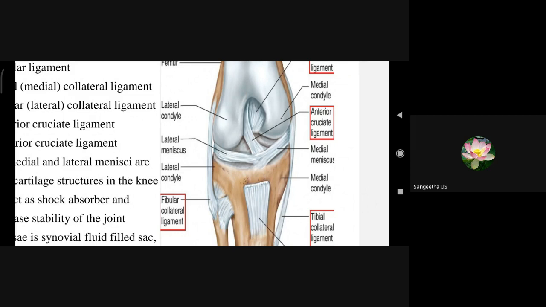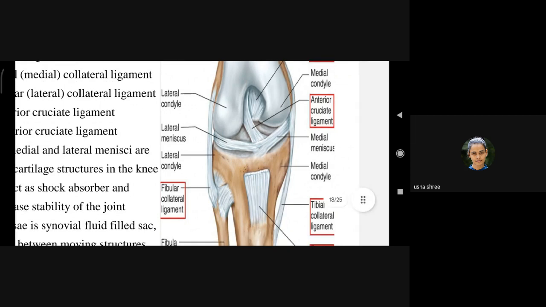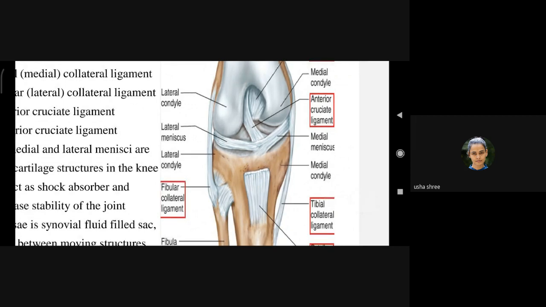Ma'am, can you repeat this once again, please, if you don't mind? Medial means inward of the body. Medial means near the midline.